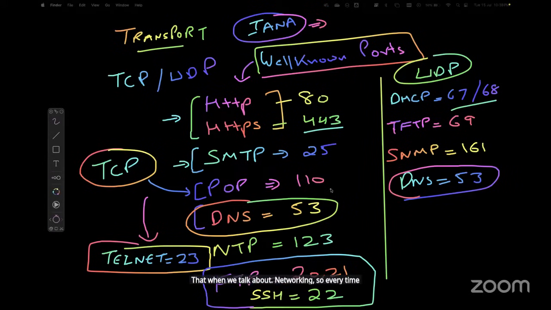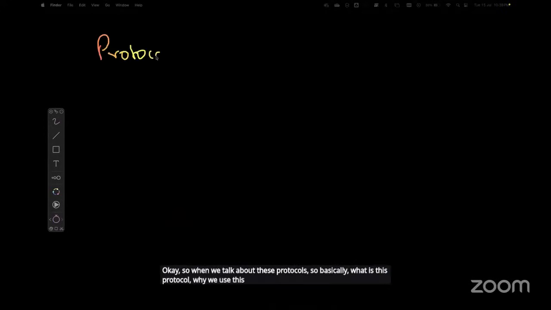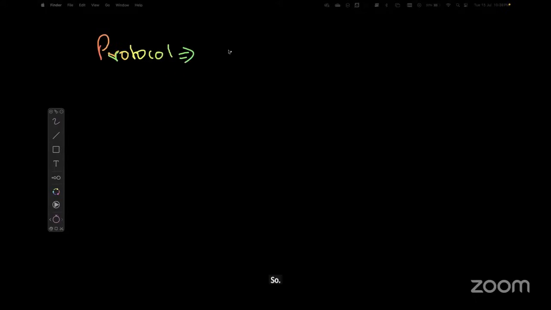So, first of all, what is this? There is a very important thing I want to tell you. When we talk about networking, every time I'm going to say this is a protocol, Transmission Control Protocol, User Datagram Protocol. So what is this protocol? Why do we use this word so much? Protocol means a set of rules. A set of rules is called a protocol.